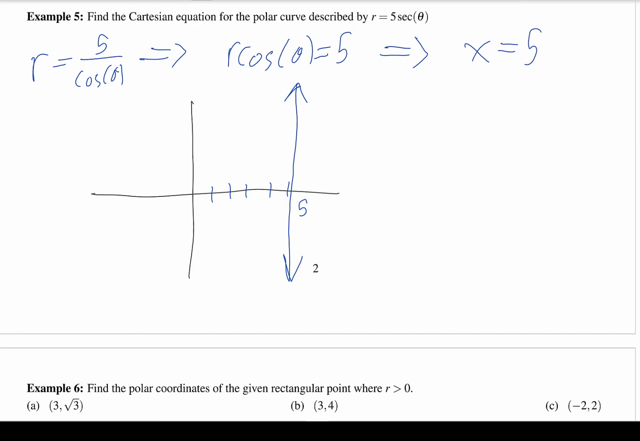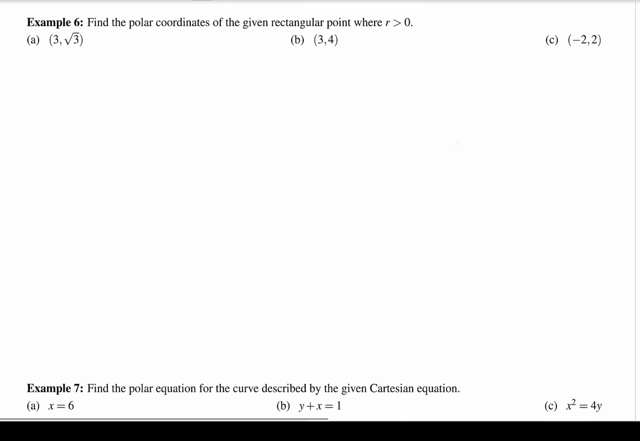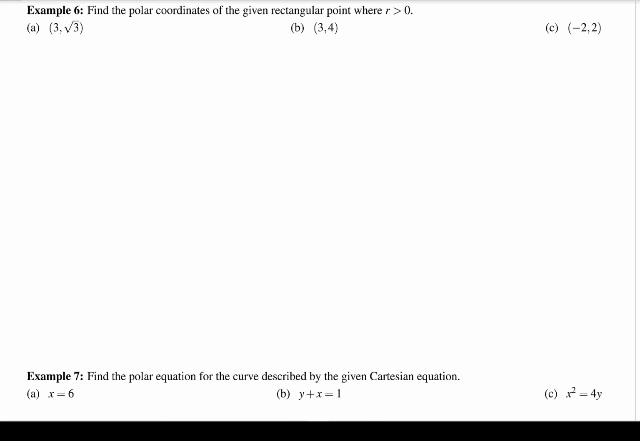Okay, now let's move on to example 6. So for example 6, we're asked to find the polar coordinates of these rectangular coordinates. And furthermore, we're supposed to do it with a positive radius. Okay, so the first thing I want to do is look at part A.